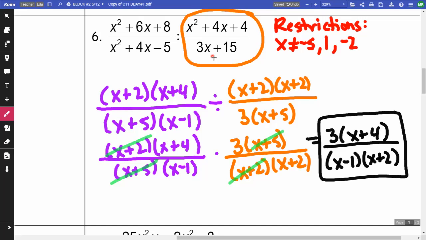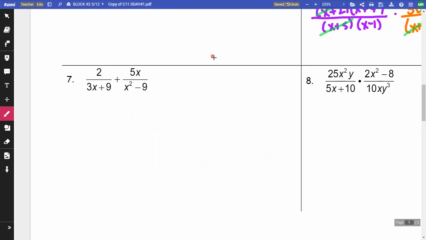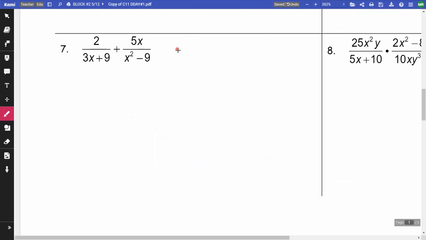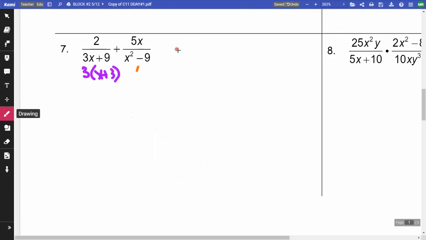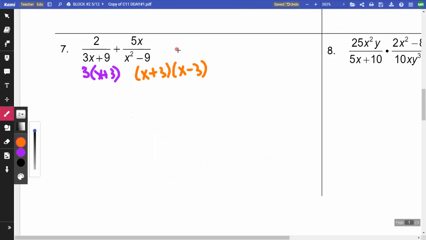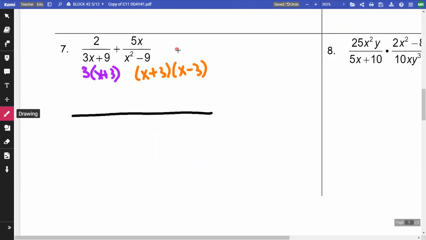On number 7, again, we're practicing adding these. We need to factor our denominators and then try to get a common denominator. So my first one, I can factor out a 3 and I get an x plus 3. In my second one, that is a difference of 2 squares, x squared minus 9. It is an x plus 3 times x minus 3. And so my common denominator from my purple fraction, I'm going to have a 3 and an x plus 3.